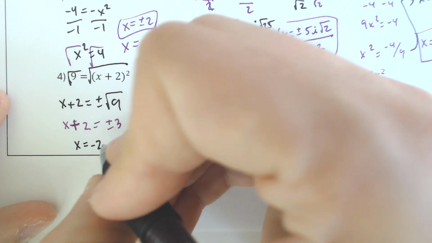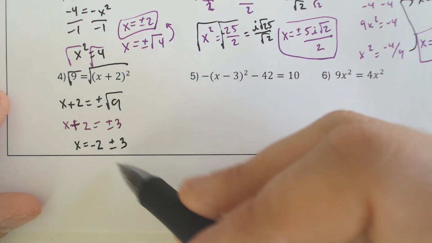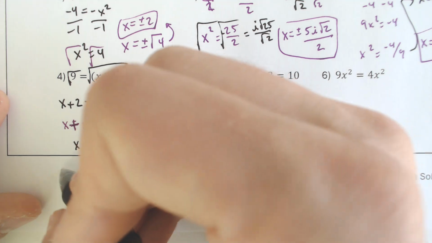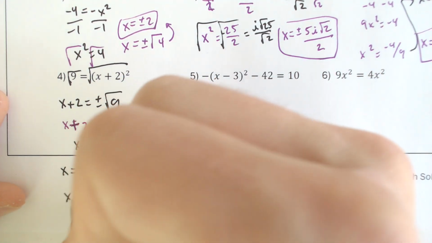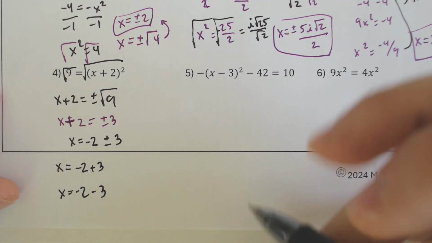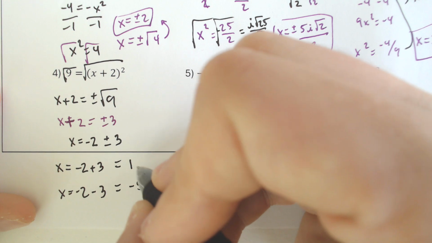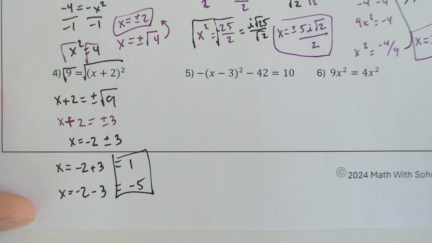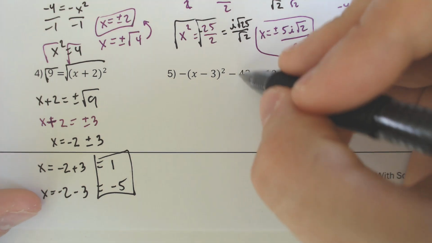We have to subtract the 2 over, which means negative 2 plus or minus 3 would be our answer. However, this is just a regular 3, right? So if we actually do the math, we get negative 2 plus 3 and negative 2 minus 3. That plus or minus quite literally means add and subtract, which means x equals 1 and negative 5 for our 2 answers. 2 more.